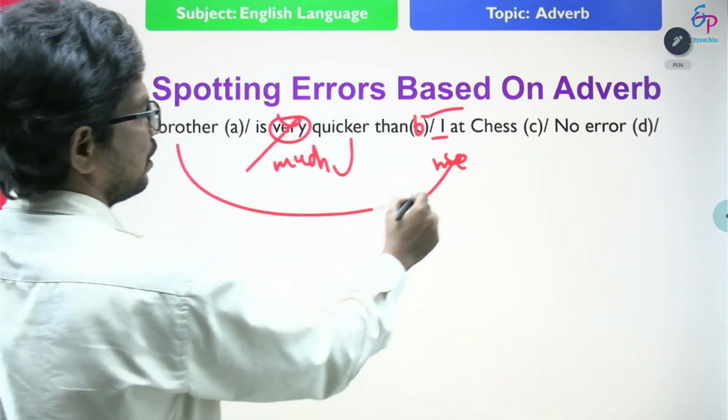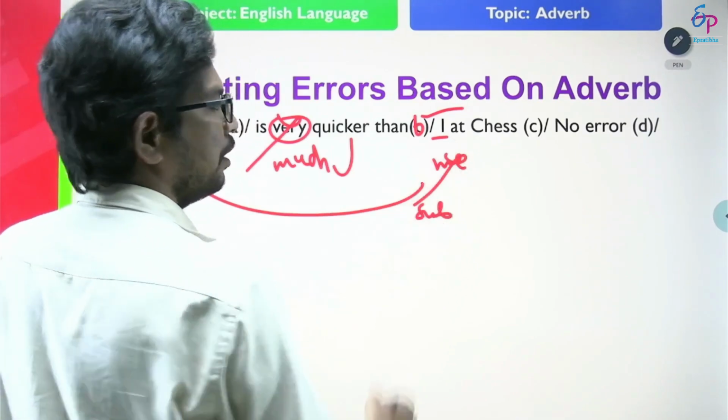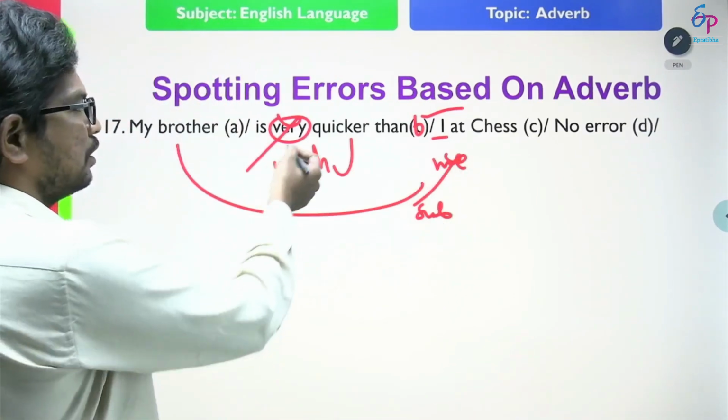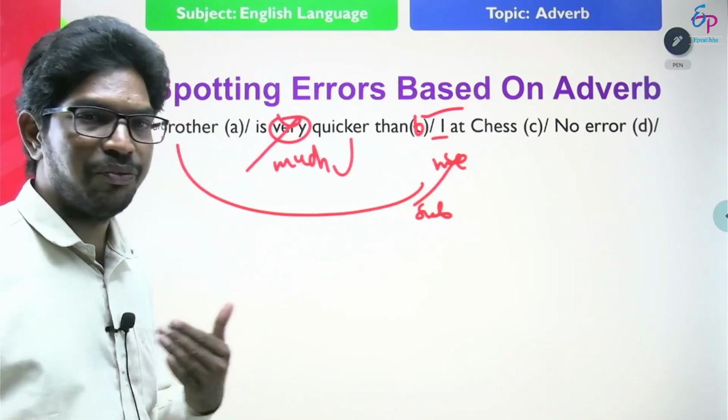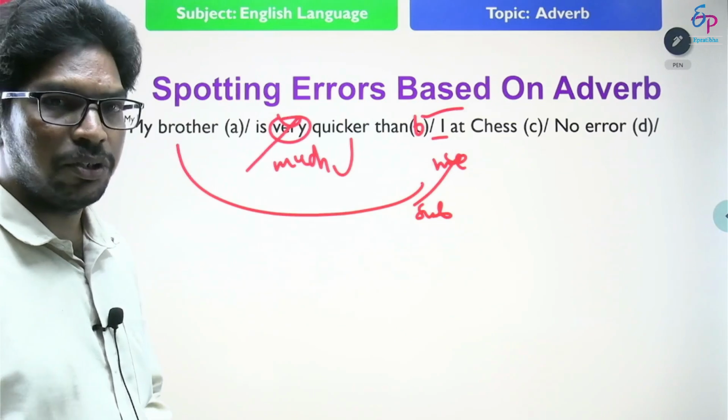We are comparing subject to subject, right? Not me. It is I only. So error is at B. Much quicker than I is correct. In comparative degree we use much. In positive degree we use very.